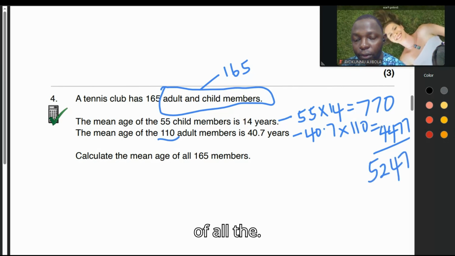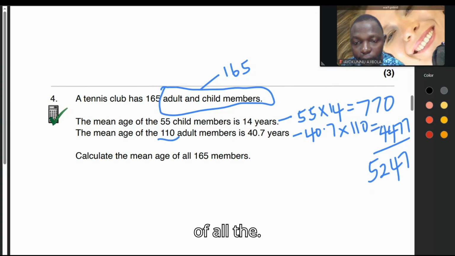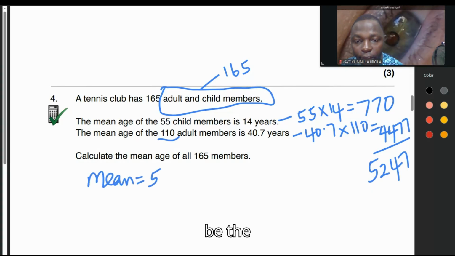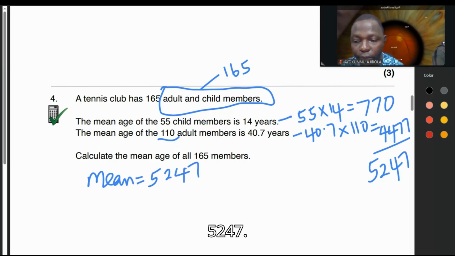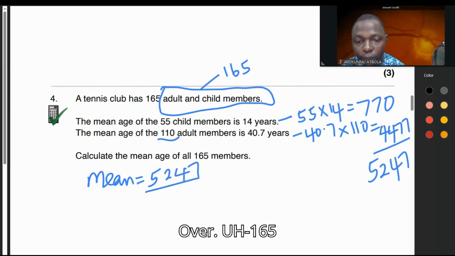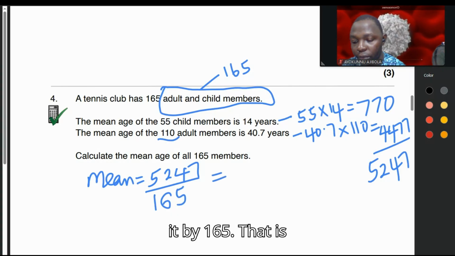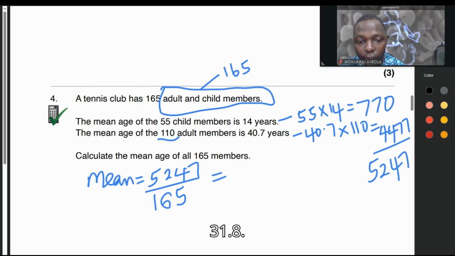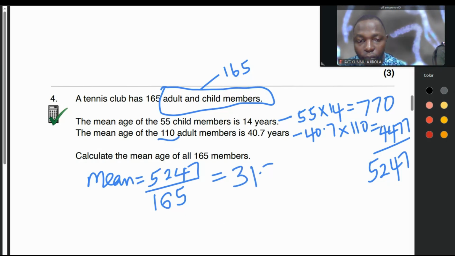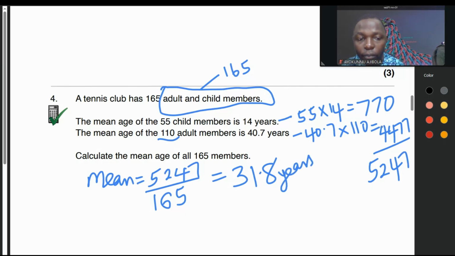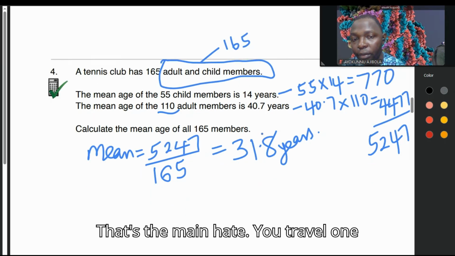So the mean age of all the 165 will be 5247 over 165. So divided by 165, that is 31.8. 31.8 years. That's the mean age of everyone there.